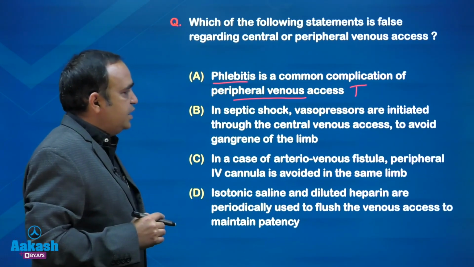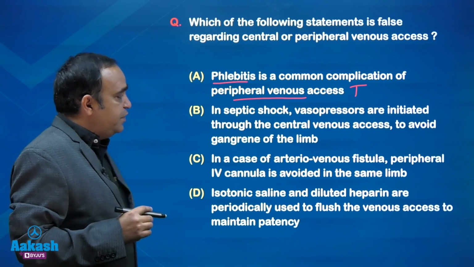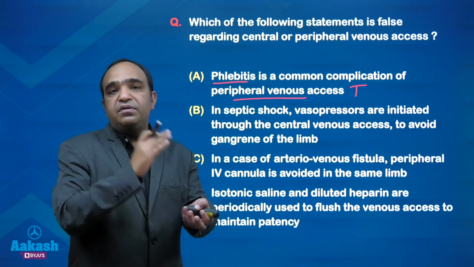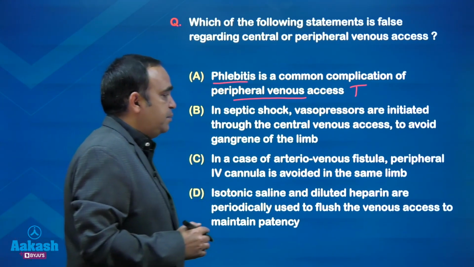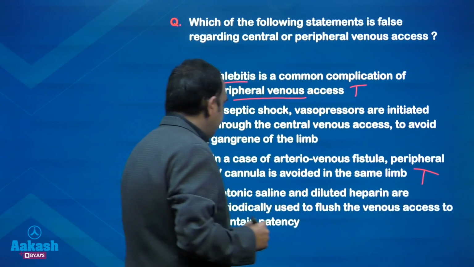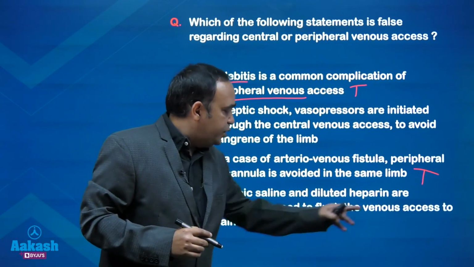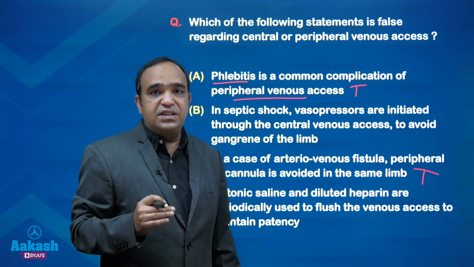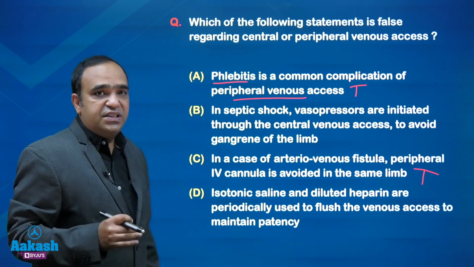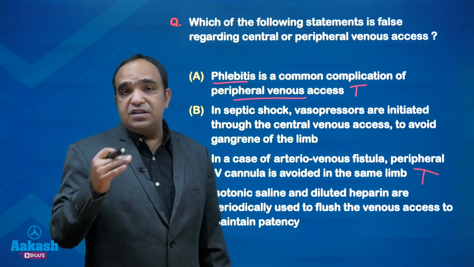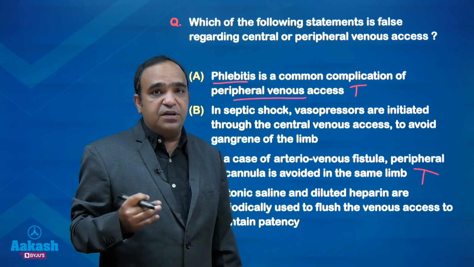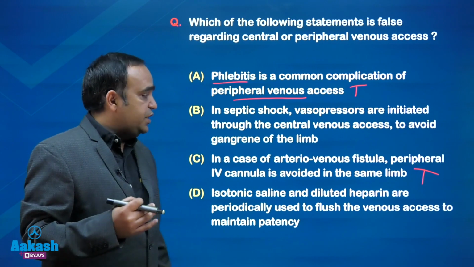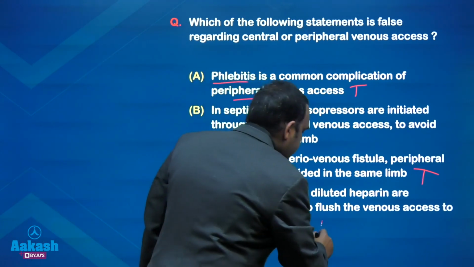Now choice C, in case of AV fistula, peripheral IV cannula is avoided. That is again true. If there is a fistula in a limb, we should not put a cannula in the same limb. So that's again a true statement. Now, isotonic saline and diluted heparin are periodically used to flush the venous access to maintain patency. All the peripheral cannulas or even the central ones, the blood gets clotted if we don't use them for some time. So they have to be repeatedly flushed either with simple saline or we can use diluted heparin solution. So this is again true.